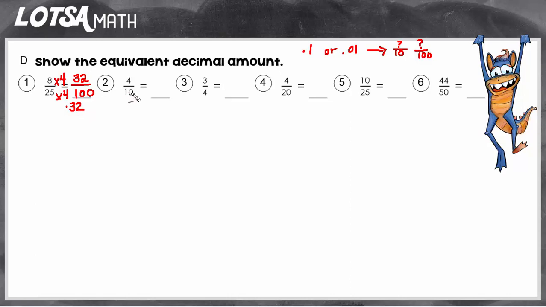On number 2, I have 4/10. Now this is one we already know how to do. So all we have to do is write a 4 in the tenths place, 4/10.